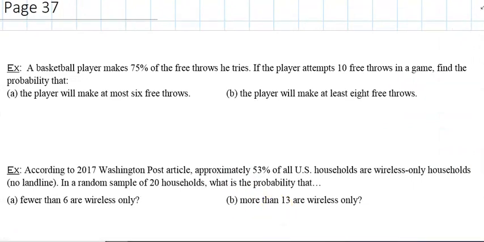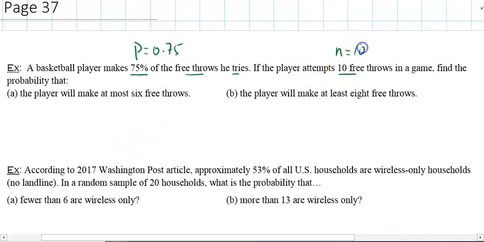We start off with a basketball player who can make 75% of free throws he tries. Probability of success is 0.75. If the player attempts 10 free throws, so this player makes 75% on average, he throws the first, the second, the third. If he tried 10, find the following probabilities. What's the probability that he will make at most 6? Isn't that less than or equal to 6?